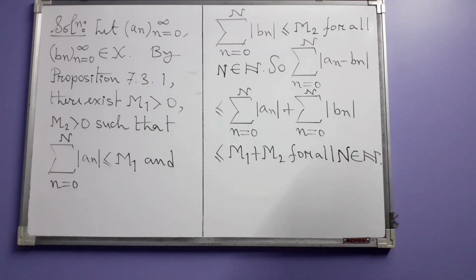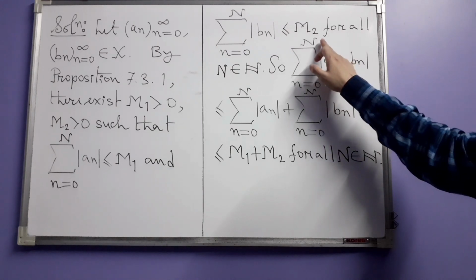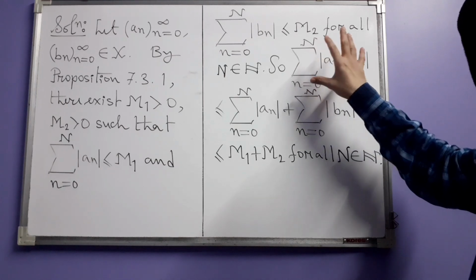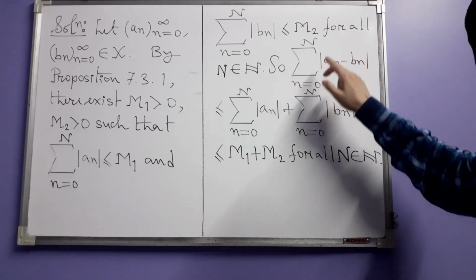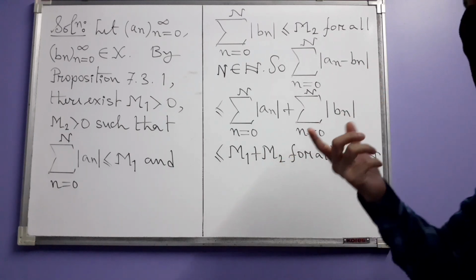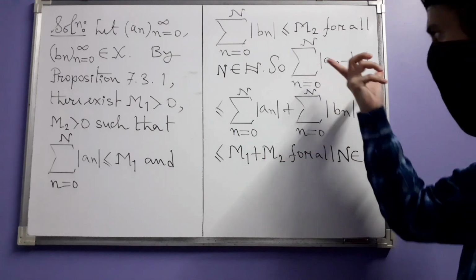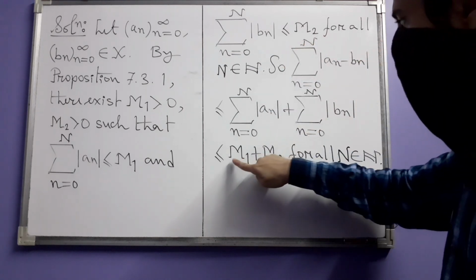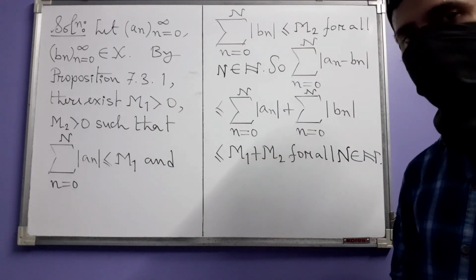So what do we see? We see that if we have infinity here in place of n, that means if we are considering the series summation mod an minus bn where n goes from 0 to infinity, then these are the partial sums of that series, and these partial sums are bounded from above by m1 plus m2.